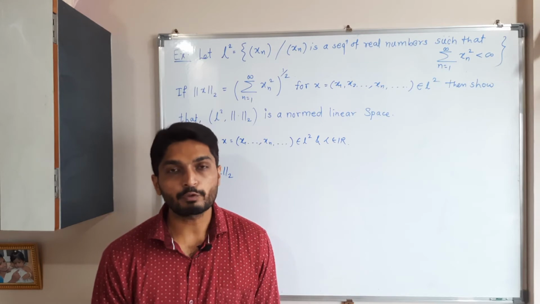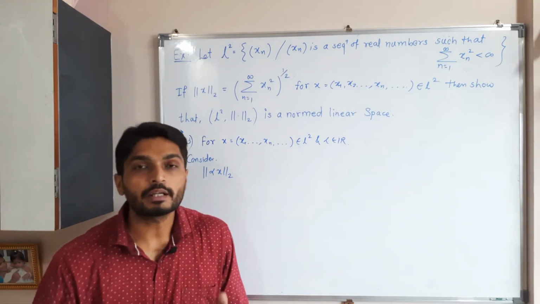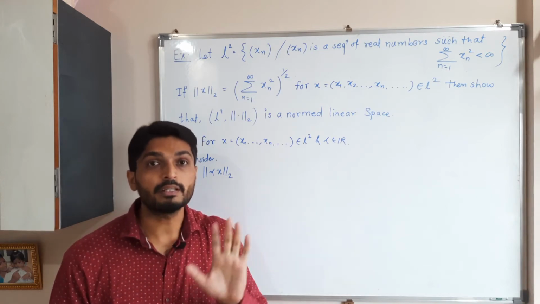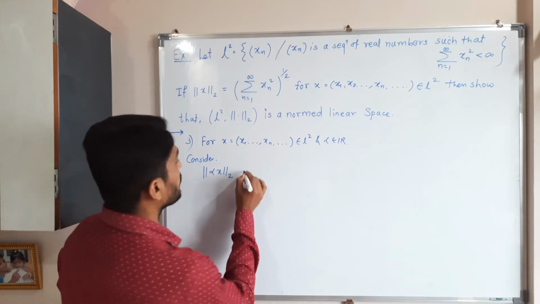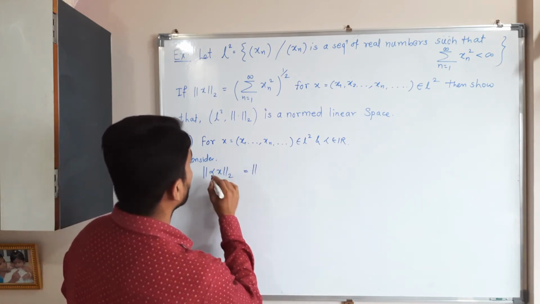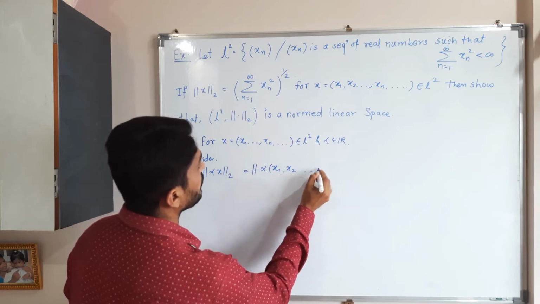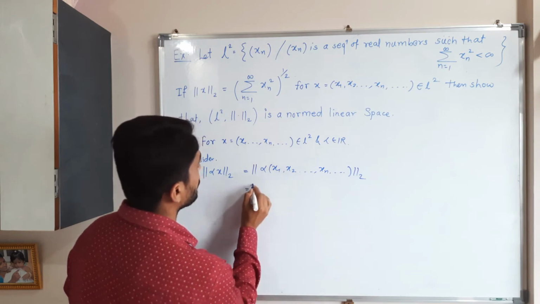See, in the third property what do we do? In the third property we take one alpha and we take alpha outside. And when it comes outside, there should be a mod. Okay, so let us try to prove. So this is equal to norm alpha x, where x means simply x1, x2 and so on, xn and so on, norm 2.